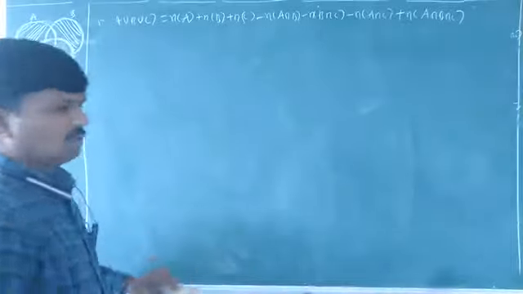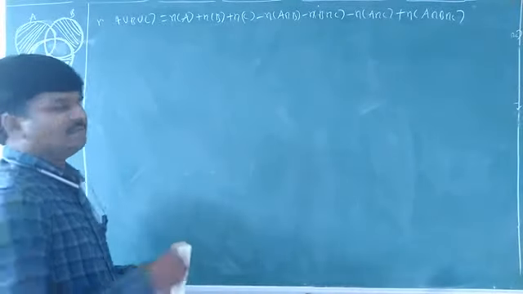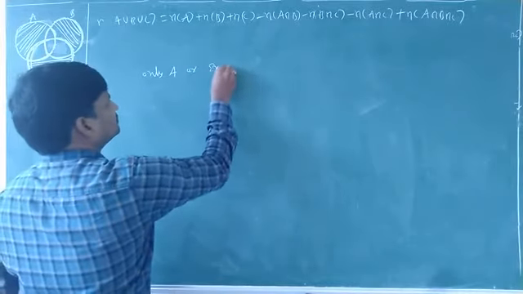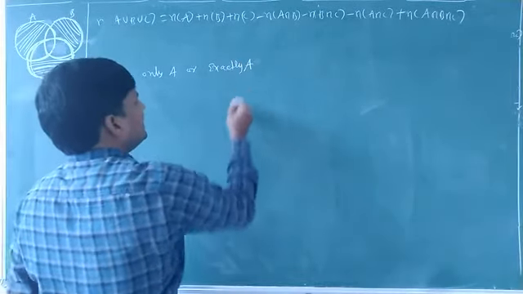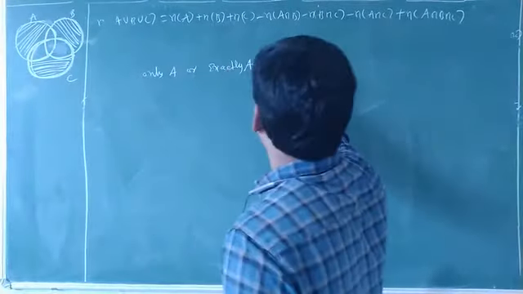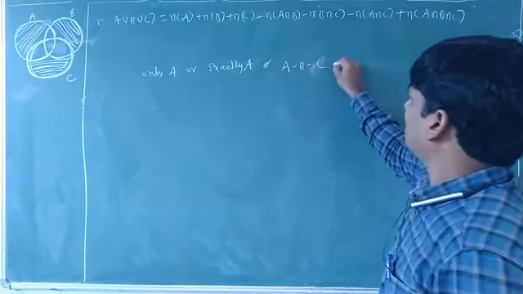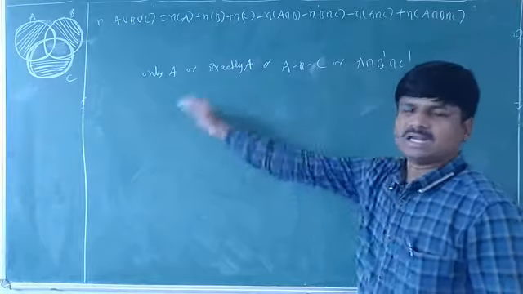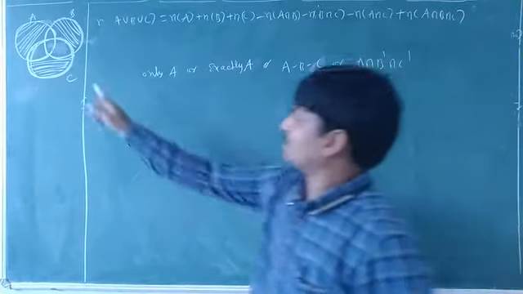Okay. See, only A or exactly A, these have the same meaning. Only A or exactly A or A minus B minus C or A intersection B dash intersection C dash. These are all notations of only A, this part.